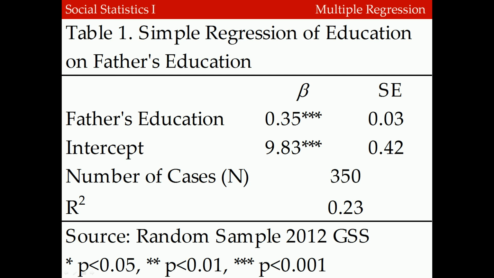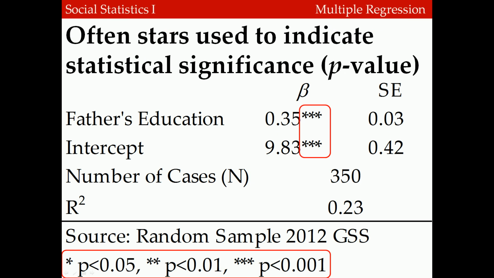And so in this case, the 3 asterisks or stars indicate that these regression coefficients have a p-value of less than 0.001. In other words, they occur less than 1 in 1,000 times. And so this result doesn't happen by chance alone. It's likely to be a statistically significant and hence systematic effect.